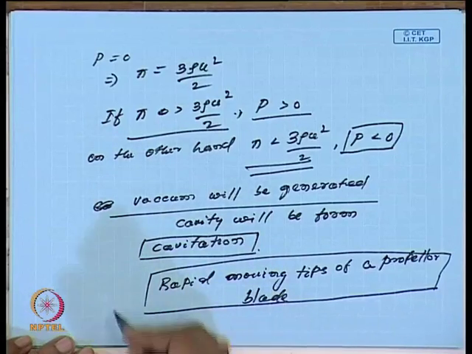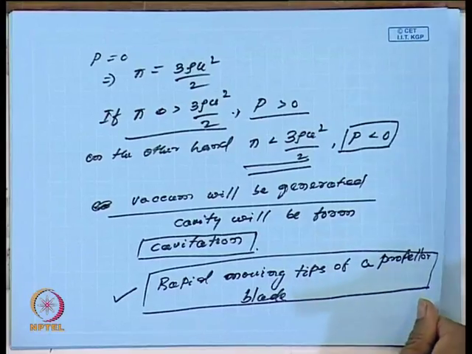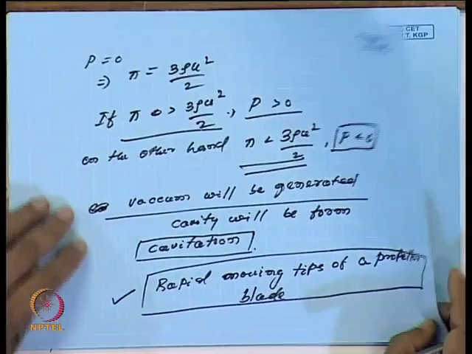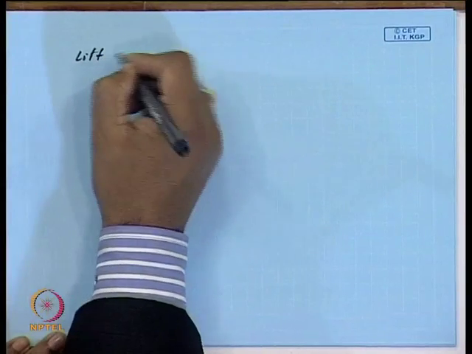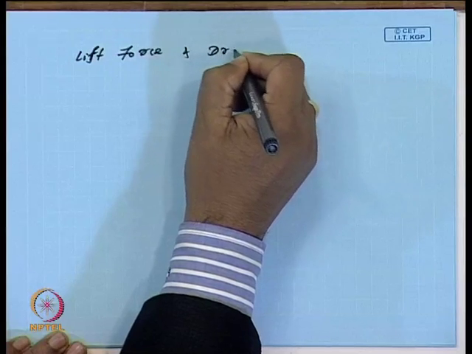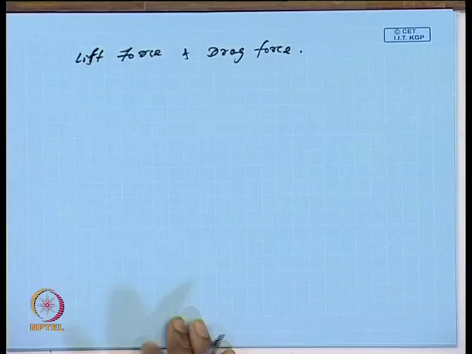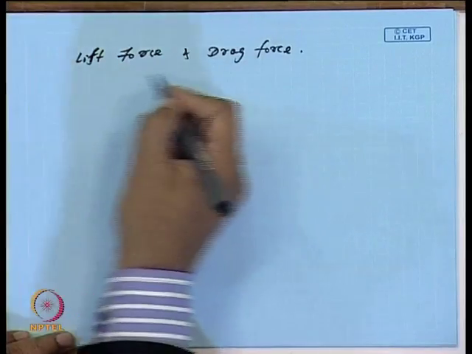Now, with this understanding of cavity, we already know the pressure. If we know the pressure, we can always calculate the force, because when I derived this equation of motion, I told you that from pressure we can always calculate the force. What will be the forces acting on this cylinder? We have two forces, one is the lift force and another is the drag force. So, we will calculate the lift and drag force.